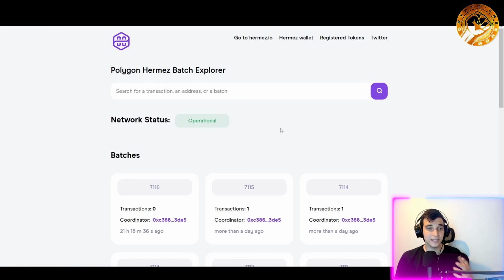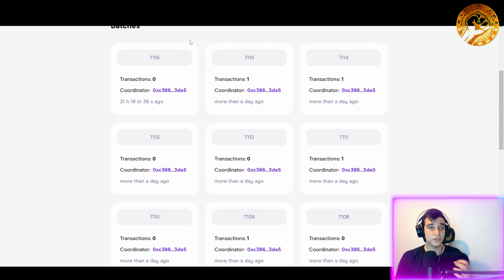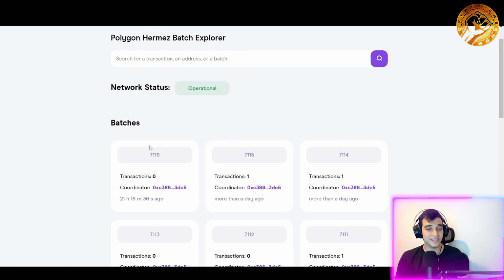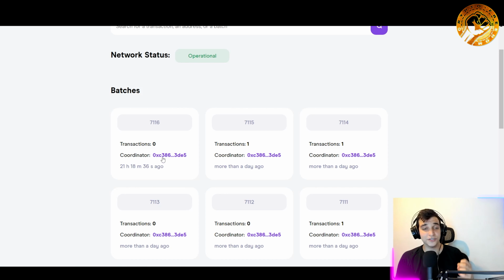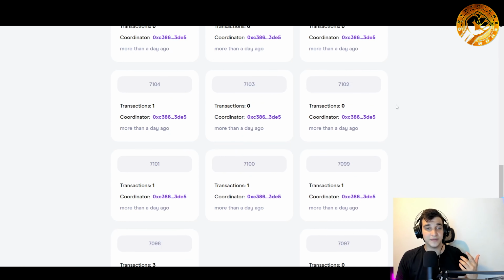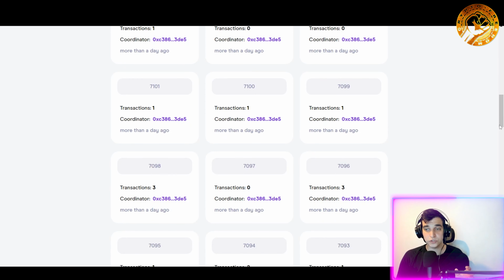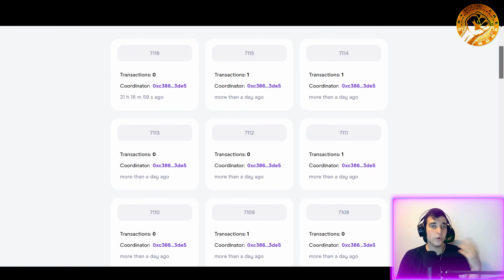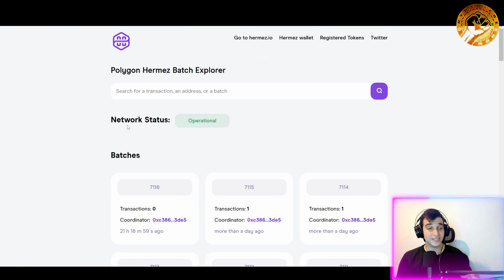Explorer. And when you will click in here, you will be able to see that it's actually opened, and then you will be able to see different batches, and you can see the transaction of this coordinator, and you can see that there is one transaction for this coordinator, and you can actually see the address in here. It was more than a day ago, and you can see also the timing here, and that way you will be able to actually stay on point on what is actually going on in here. And as you can see, the network status right now is operational.